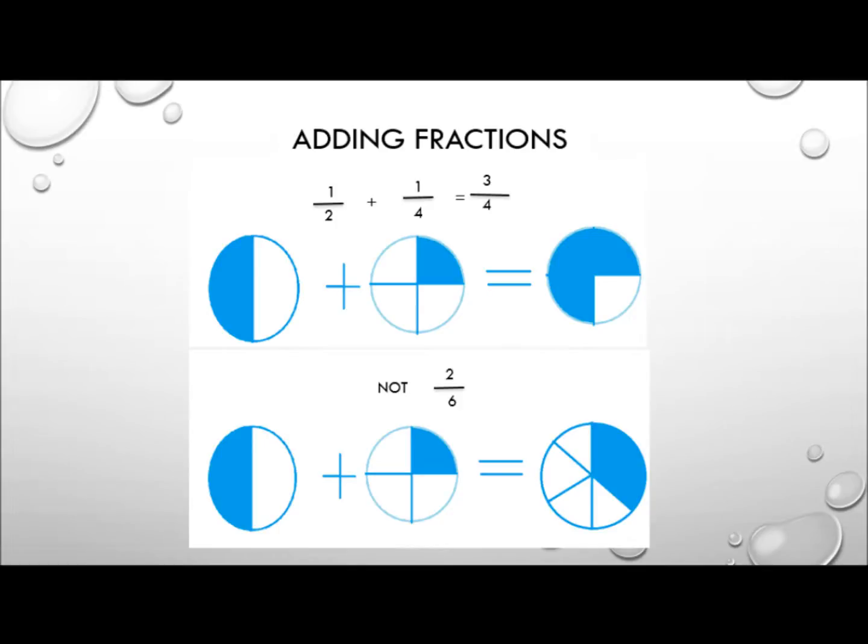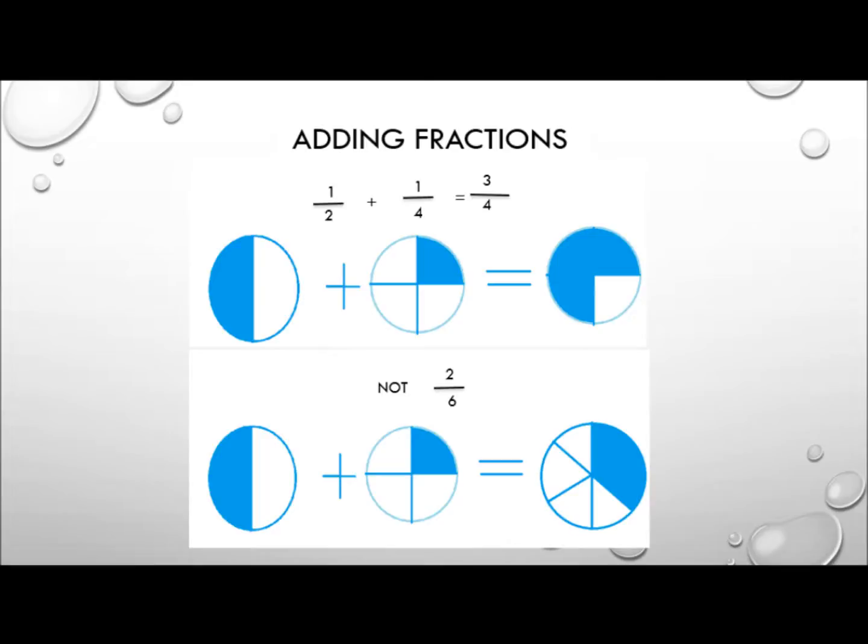The question is, why is it we can't just add 1/2 to 1/4 and get 2/6, as in add the numerators and add the denominators? Well, we did look at this. If we look at it visually, you can see a half and you've got a quarter, and it's very clearly 3/4. It's very clearly not 2/6, which is the same as 1/3.